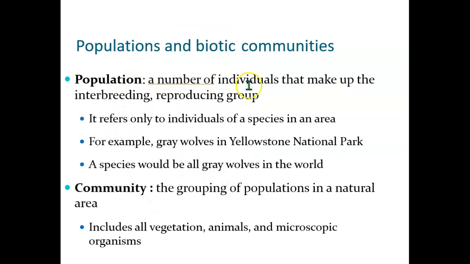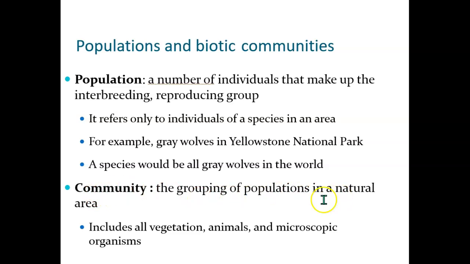So the first thing is the population. It's the individuals that make up an interbreeding, reproducing group, and so it only refers to individuals of a species in an area. It would only be those species that are able to interbreed. That would be the population. A species would be all of that organism around the world.